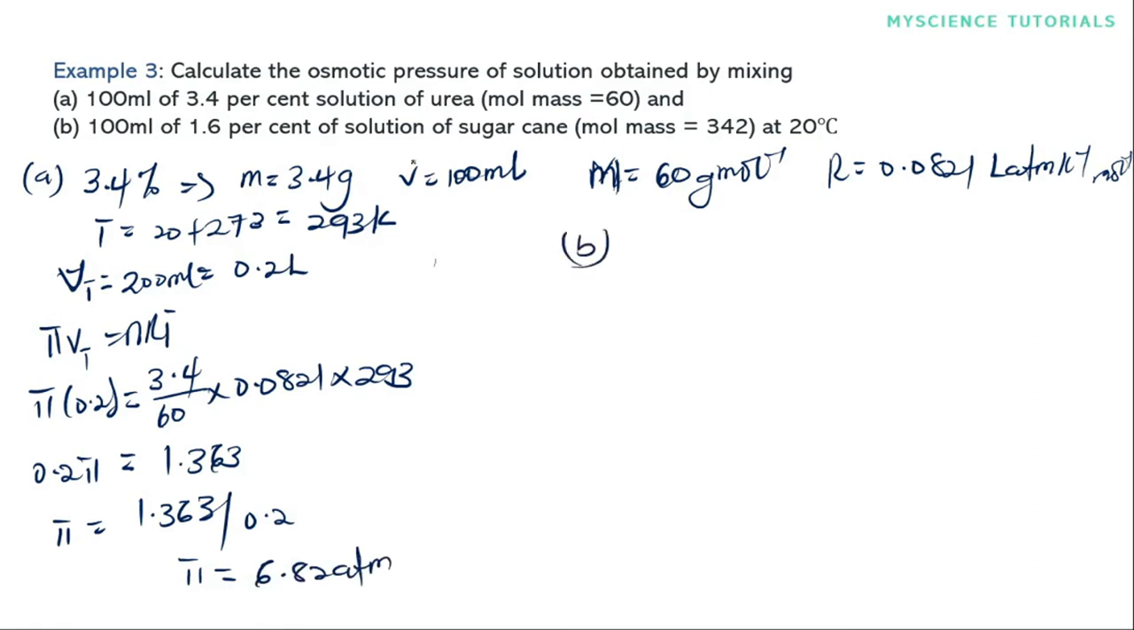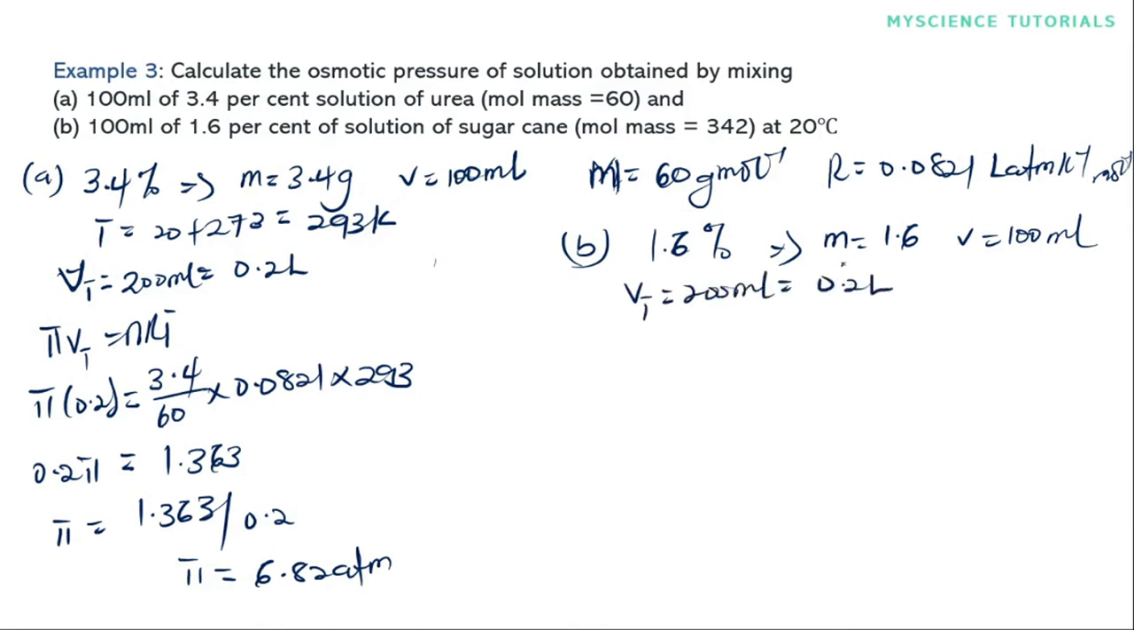All right, now the B is also saying 100 ml of 1.6% of sugarcane solution. So 1.6 implies our mass is 1.6. Our volume over here is 100 ml. But we know we mixed two solutions. So we have the total volume, V total, is 200 ml, which is also equal to 0.2 liters. All right. We were given the molar mass to be 342 gram per mole, and we know we are still at the same temperature.